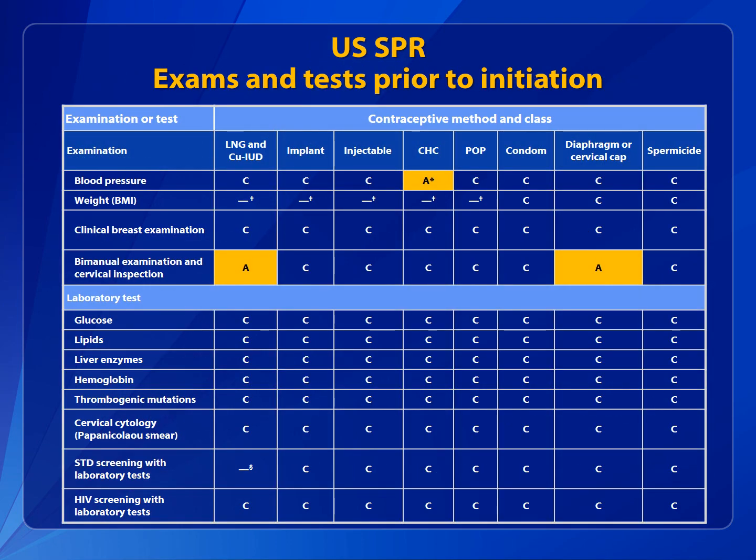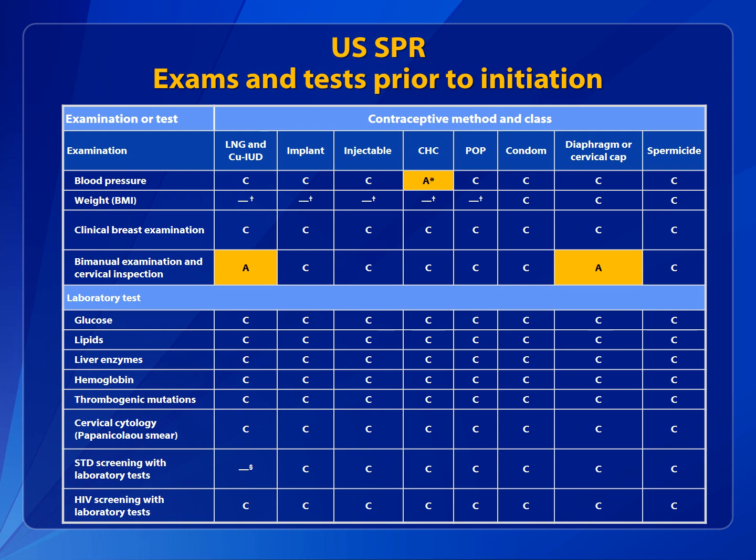This is an example of a chart of the recommendations for exams and tests prior to initiation of contraception. Down the left side, you can see a summary of potential exams and tests. Across the top are the various contraceptive methods. The only A-level recommendations, meaning essential and mandatory, are blood pressure measurement prior to initiation of combined hormonal contraception and a bimanual exam and cervical inspection prior to initiation of an IUD or diaphragm. These are highlighted in yellow.